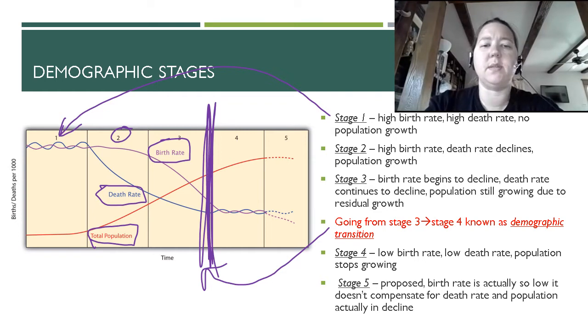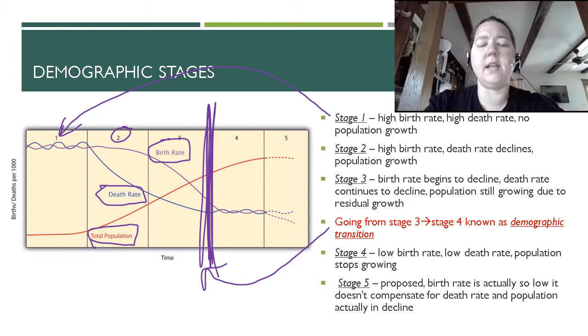Okay, and then that's when the population kind of stops growing and starts to even out. And most of what are called developed nations, the US, Japan, Western Europe, those kinds of places, a lot of them are in stage 4, or even in this new proposed stage 5. So population really isn't growing.